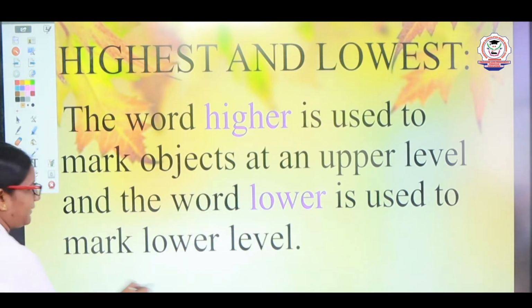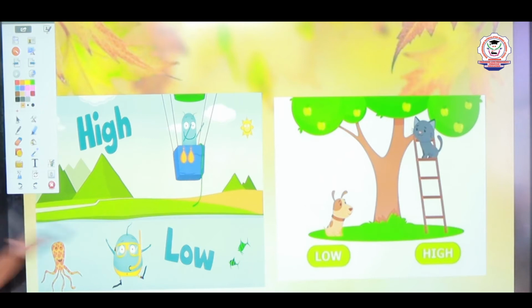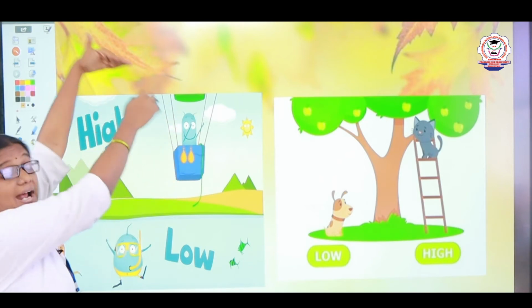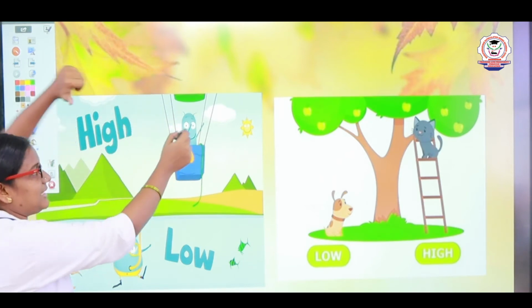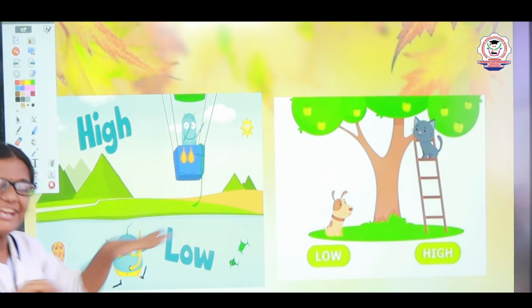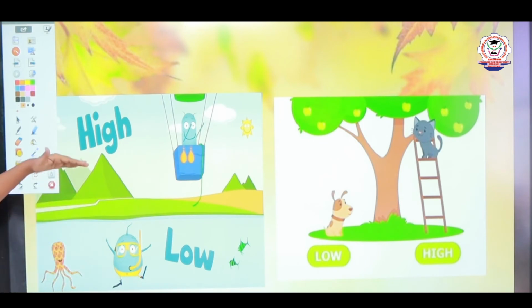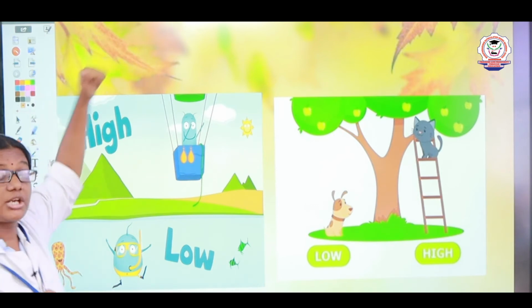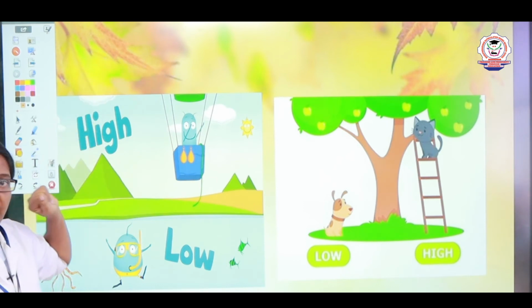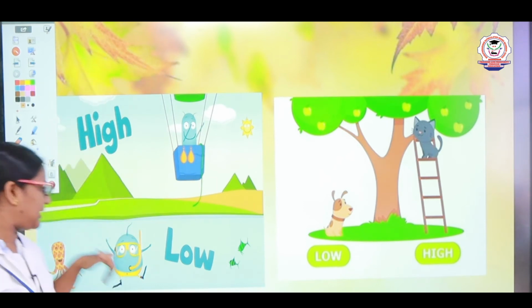Okay, shall we see some of the examples for this, children? Now see, a parachute is at the top, right? So it is high, but the fish is in the water. It is in the lower level, right? So this is called low. See here, the mountain is at the top, right? So it is the high level, but the octopus and other aquatic animals are in the water. So this is low. The things at the higher position, at the top level, are called high. The things at the lower level are called low.